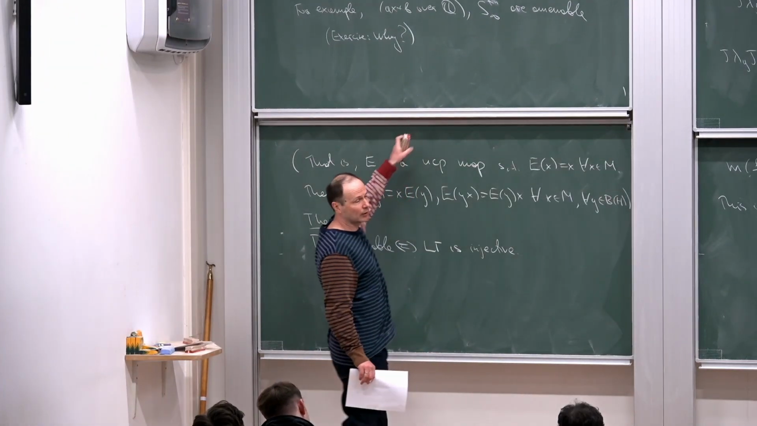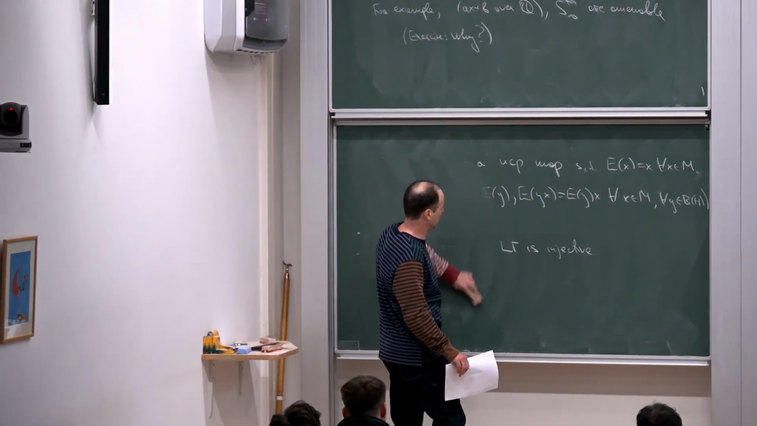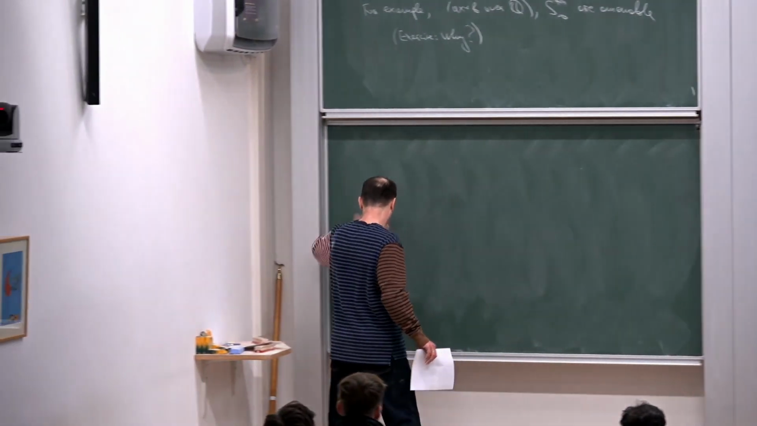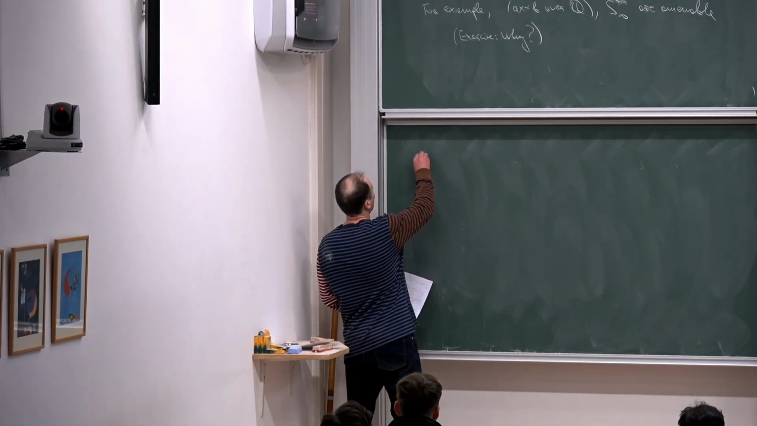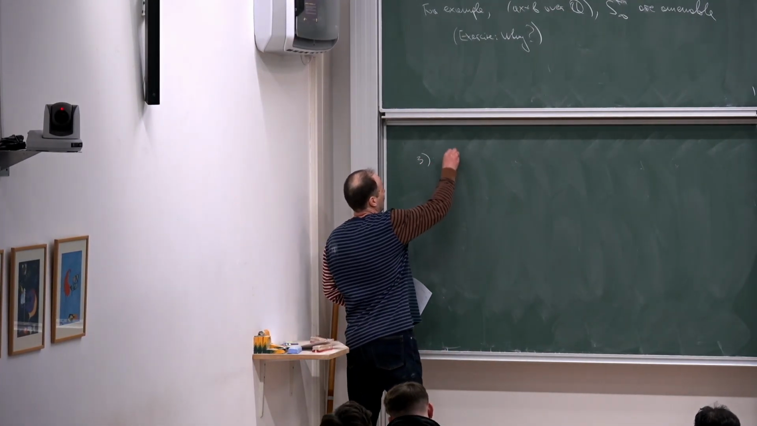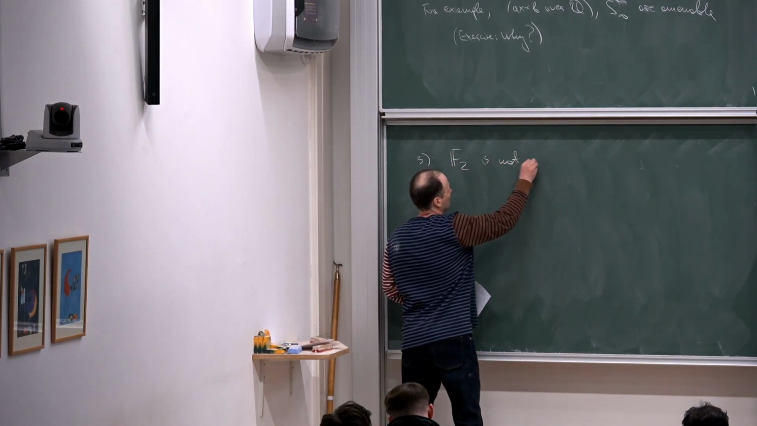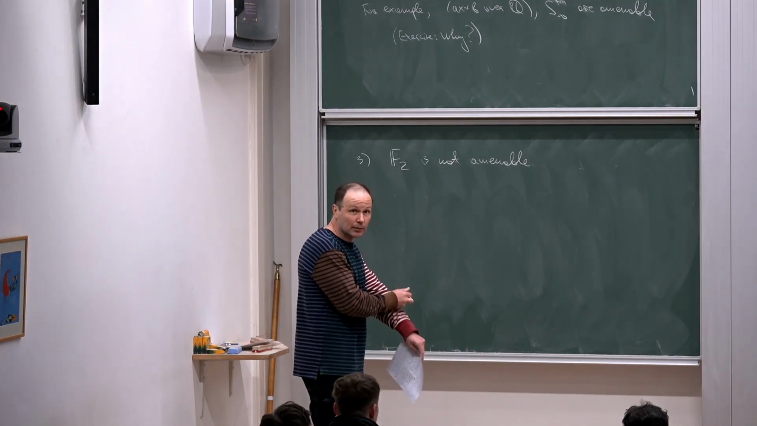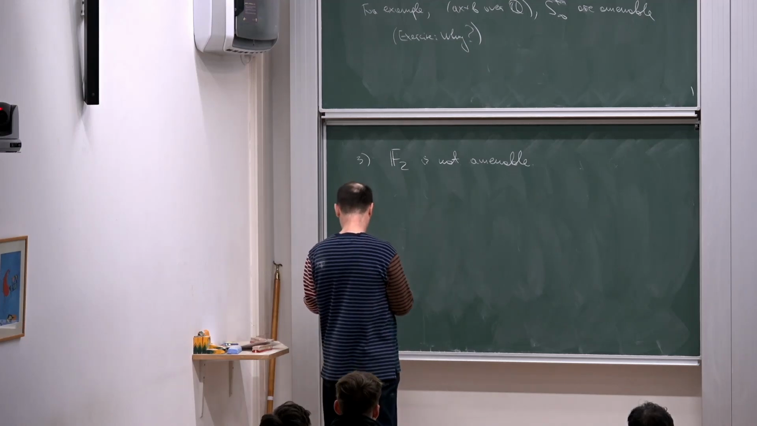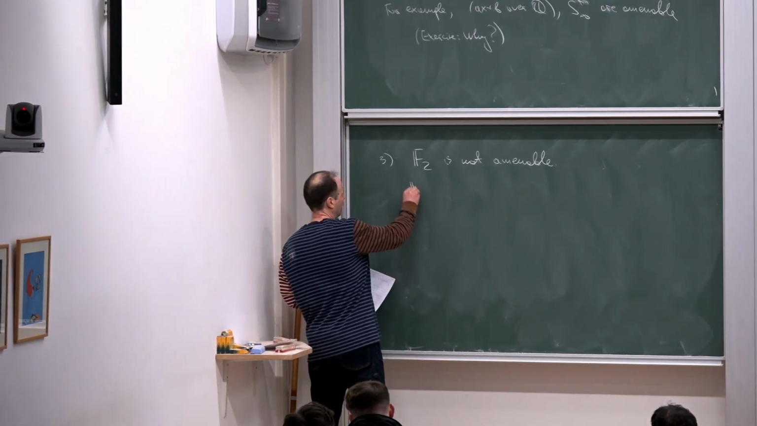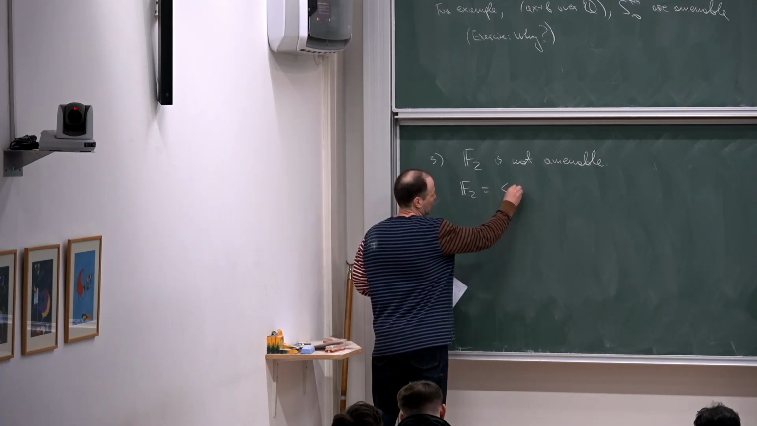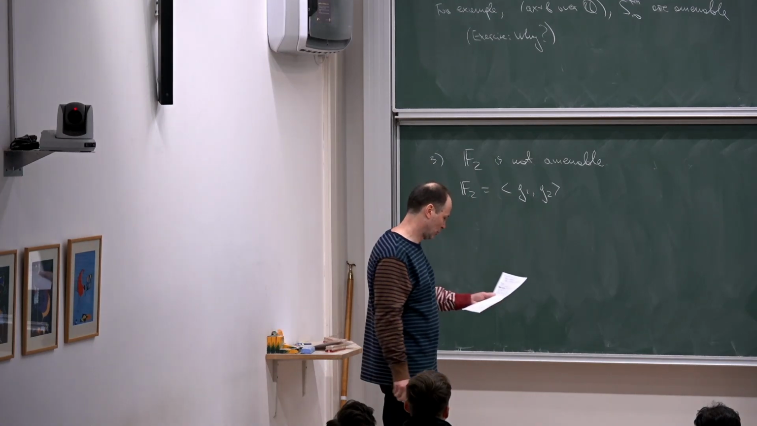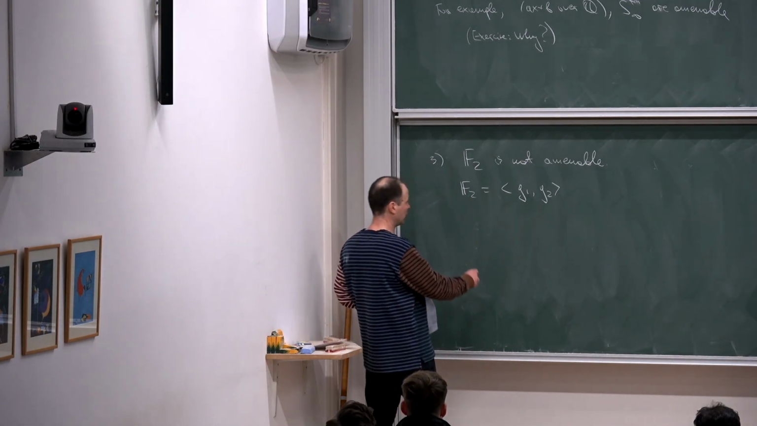But the third group which we considered, the free group, is actually not amenable. For example, F2 is not amenable. That's a nice elementary argument. Our free group has two generators, let's call them G1 and G2. We want to see that there is no invariant mean. For this, we'll construct a paradoxical decomposition.